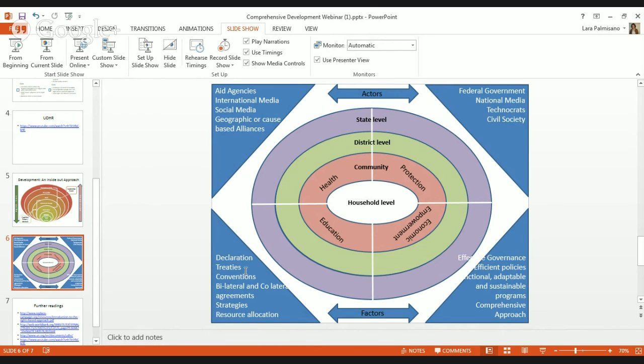On the other hand, there are a number of declarations, treaties, and conventions which are only signed, but then international aid agencies should also monitor them and influence the government to report on those conventions and treaties, on what the situation is. There should also be bilateral and collateral agreements about the development approaches. And then, of course, effective strategies and resource allocation is the most important part of that.